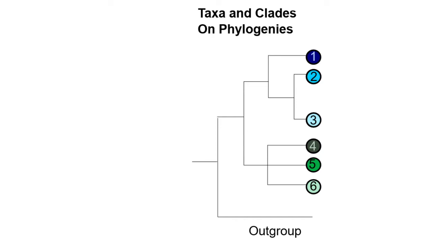Hello everyone. This video is going to talk a little bit about the kinds of groups that we identify on a phylogeny and how ideally we'd like to match up phylogenies with the names that we give organisms. So let's delve into that a little bit.